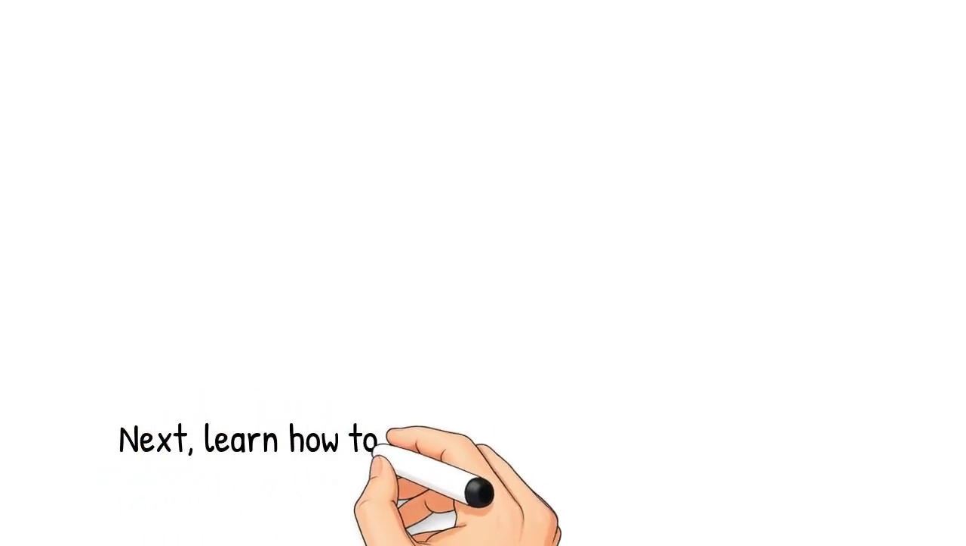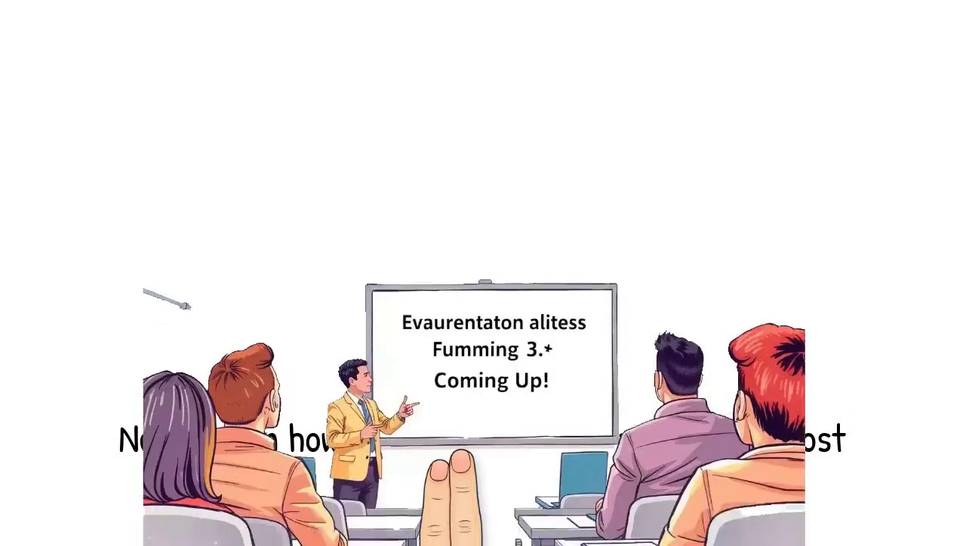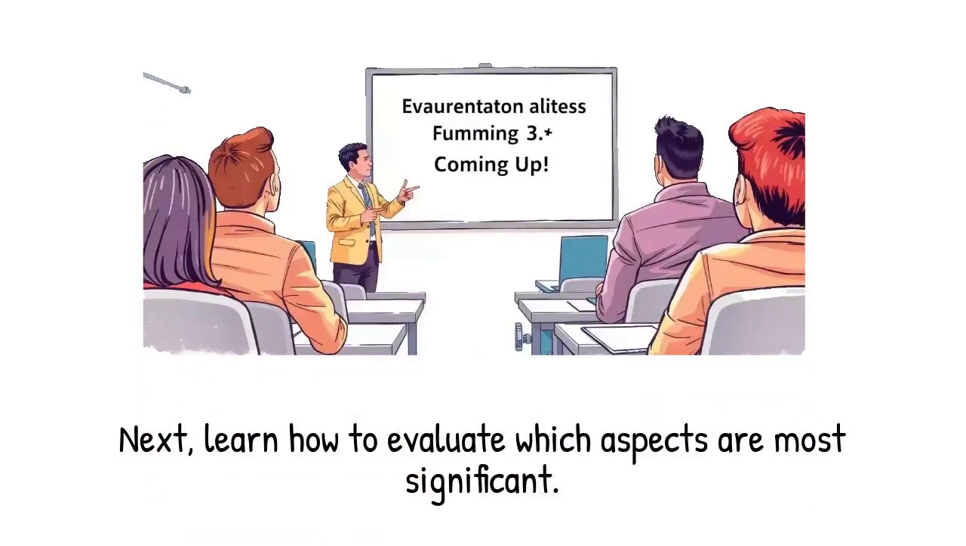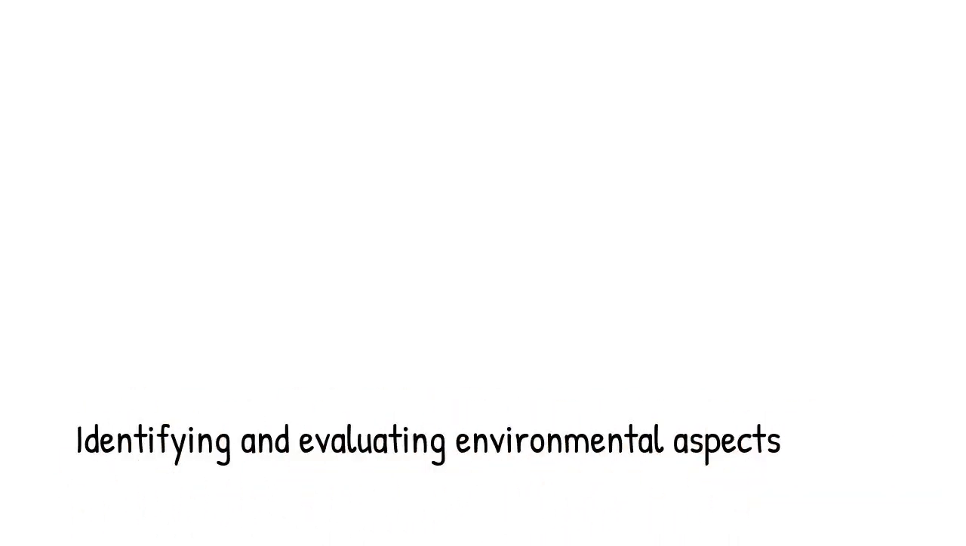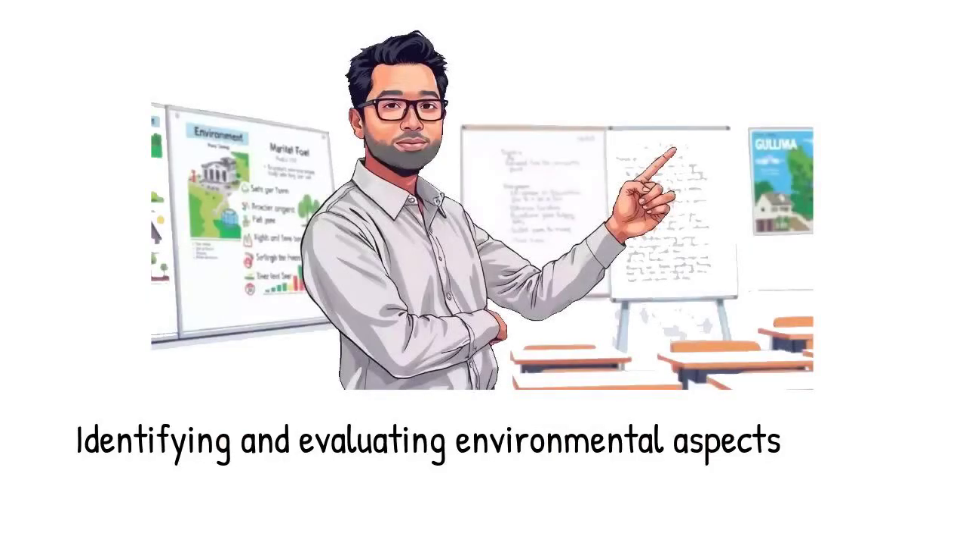In Part 3, we will learn how to evaluate these aspects and determine which ones are truly significant. Welcome to Part 3 of this masterclass. Now that you know how to identify environmental aspects, the next step is evaluating their impacts. This is where we decide which aspects are minor and which ones are significant. Many organizations struggle here, but I will make it simple and practical.